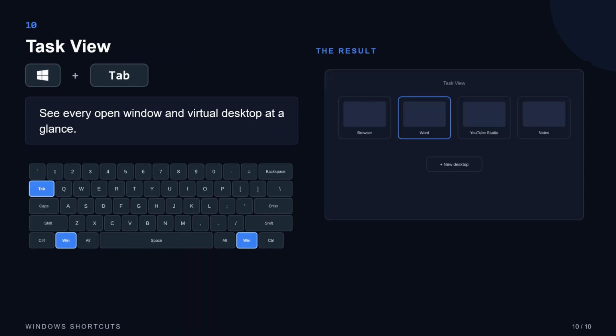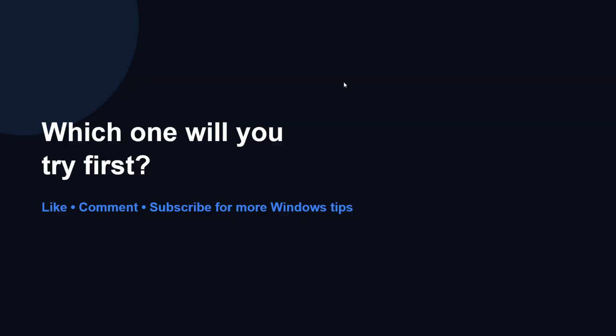Task view. Mostly we'll use this. See every open app and virtual desktop at a glance. If you press Windows plus Tab, you will see the task view. The benefit is you instantly see everything open across all your windows and virtual desktops, so you never lose track of your work. This is one of the most used shortcuts on Windows.